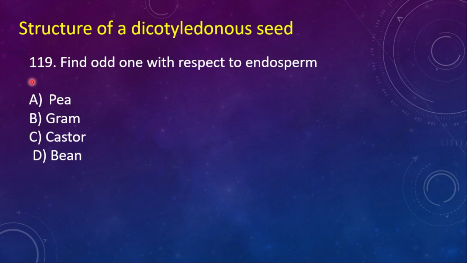Structure of dicotyledonous seed. 119. Find odd one with respect to endosperm. A. Pea. B. Gram. C. Castor. D. Beans. So here the option is C. Castor.